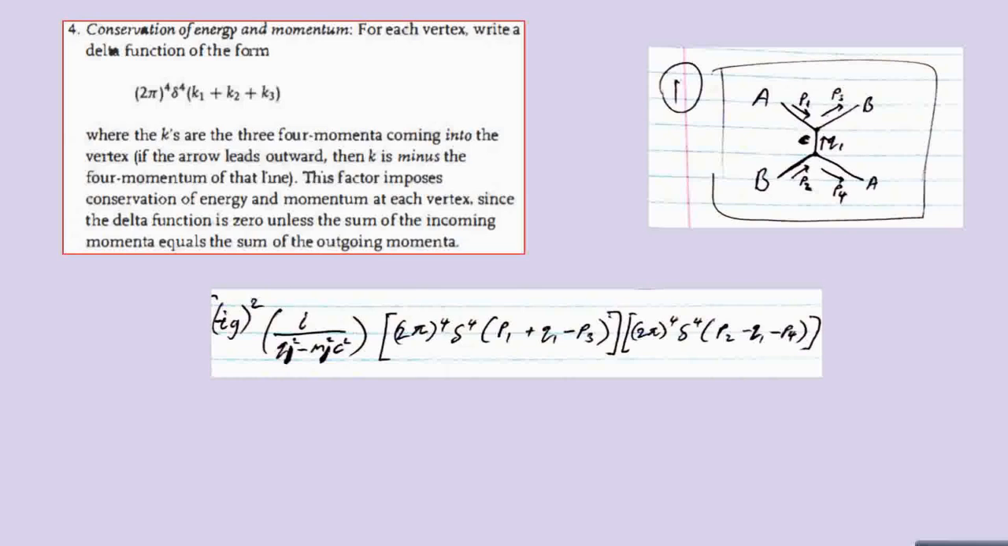So let's take it nice and slow. For example, let us look at the top vertex in the diagram. Looking at the top vertex, we can see that p1 and q1 are both entering the vertex, while p3 is leaving the vertex. So right here in this middle term, we have (2 pi)^4 delta^4, and then p1 and q1 are positive because they are entering the vertex, and p3 is negative because that momentum is leaving the vertex. We actually follow a similar process once more for the second vertex.